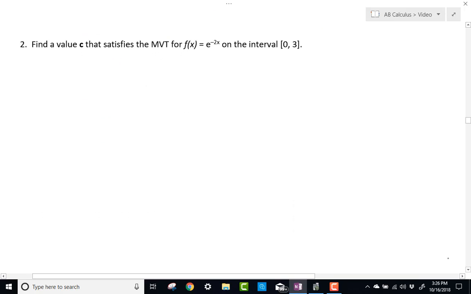Alright, and the next one says find a value of c that satisfies the mean value theorem for e to the -2x on the interval from 0 to 3. We're going to do the same thing here. We need the slope, so I'm going to start off with the slope. This is going to equal e to the negative 2 times 3 minus e to the negative 2 times 0 all over 3 minus 0. So this is going to be e to the negative 6, and e to the 0 is 1, so this is going to be minus 1, divided by 3.